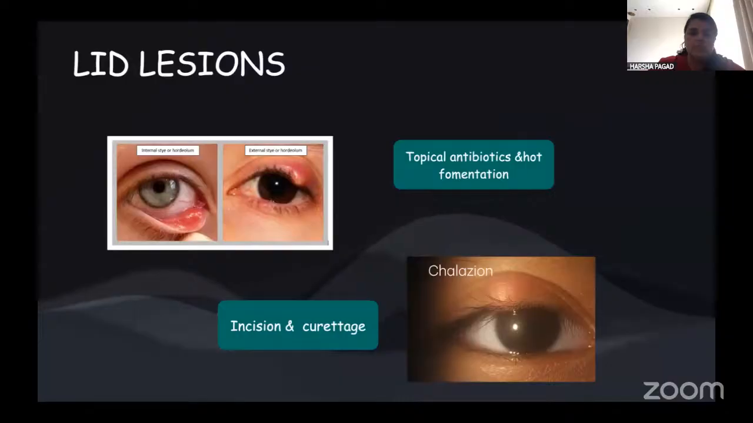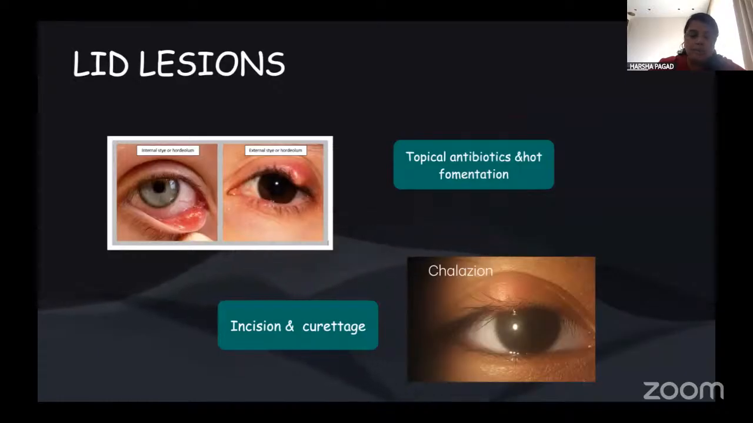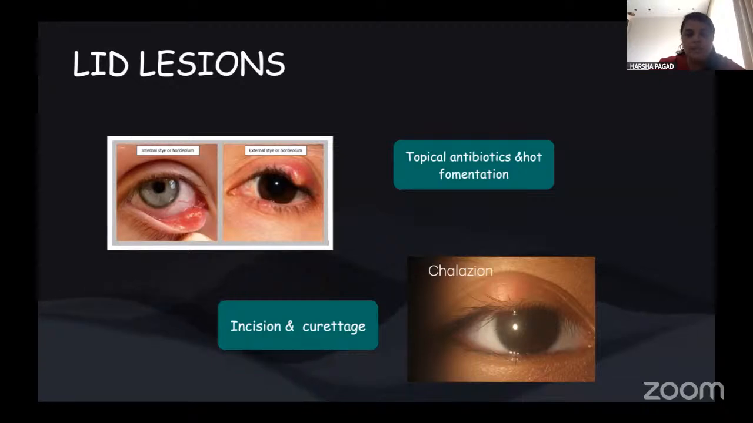Lid lesions are commonly seen. You can have a sty, which is an infection of the eyelashes, treated with topical antibiotics and hot fomentation. And chalazion, which is a granulomatous inflammation of the meibomian gland, is treated with hot fomentation, and antibiotic steroid eye ointment. If not resolving, then we go ahead with incision and curettage. But in recurrent chalazia in a child, we should always suspect that they have an underlying refractive error and keep rubbing the eye.